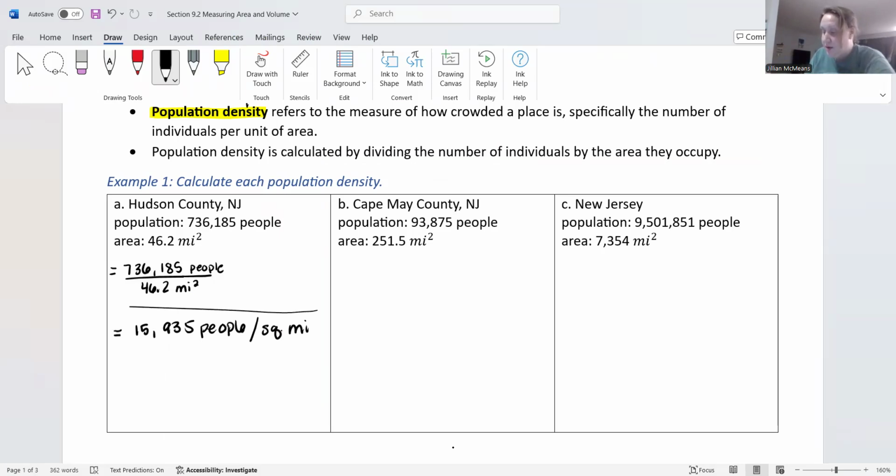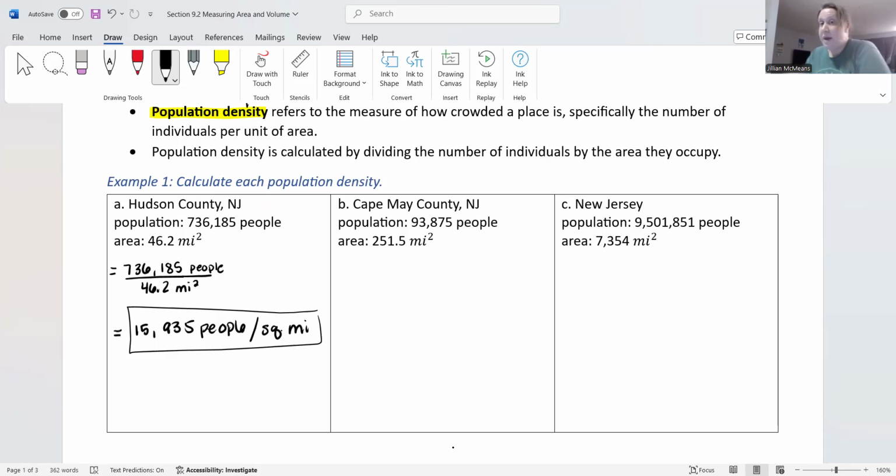And if you think about this, imagine a mile. So miles, you know, it's a decent amount of length, but imagine a square that measures a mile on each side, and imagine almost 16,000 people in that square mile. That's a whole bunch of people in a really small space. So this is why New Jersey is known as the most densely populated state.